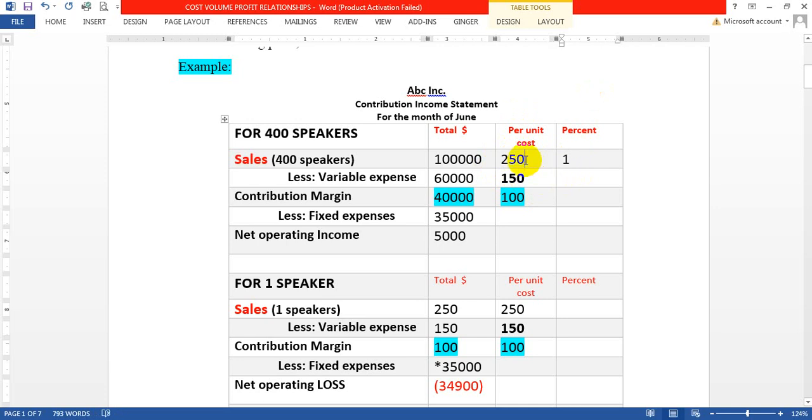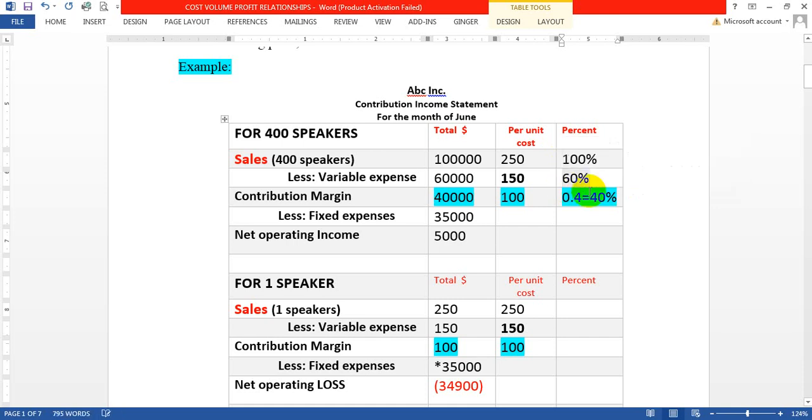150 divided by 250, that is 0.6, right? And 100 divided by 250, that is 0.4, right? If we multiply by 100, it becomes 100%. In terms of percent, it becomes 60%. And this one means 40%, right? Is it clear to you?